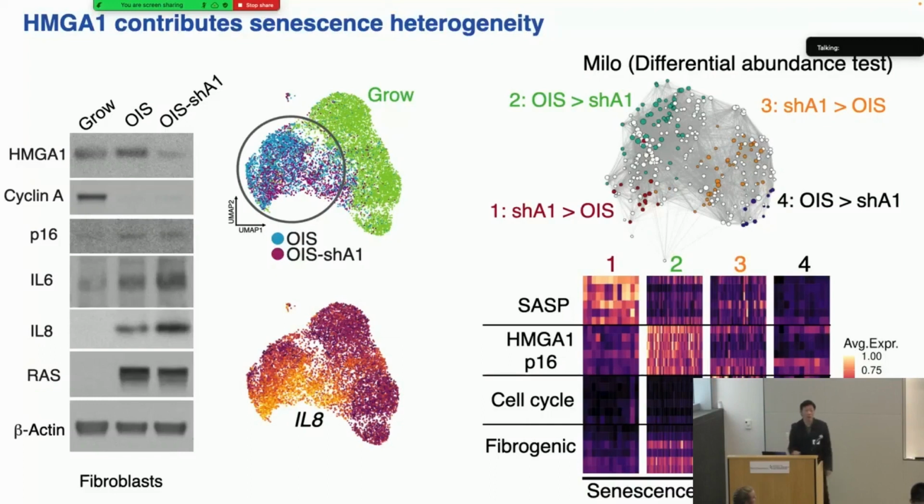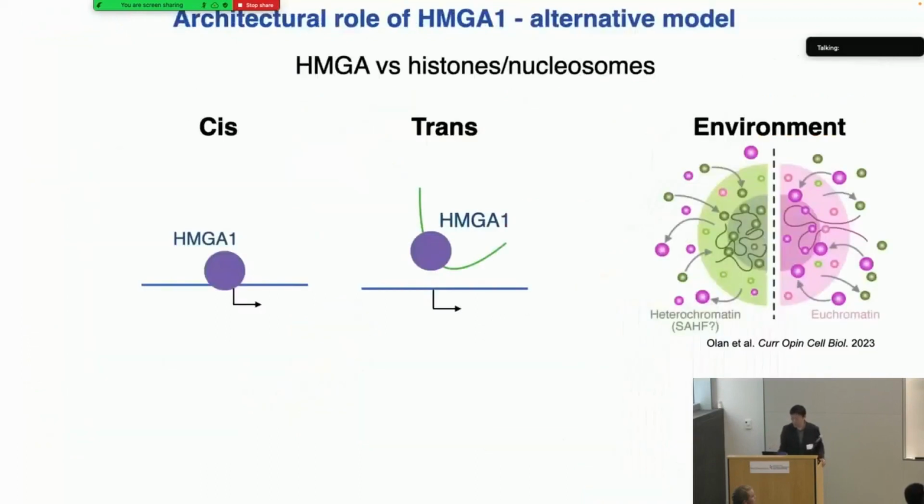This is another unique one. This is the Notch phase, which we previously identified. I don't have time to go into detail. But here, this fibrogenic activity and SAHF activity are almost mutually exclusive. So this is a summary slide, the final slide.